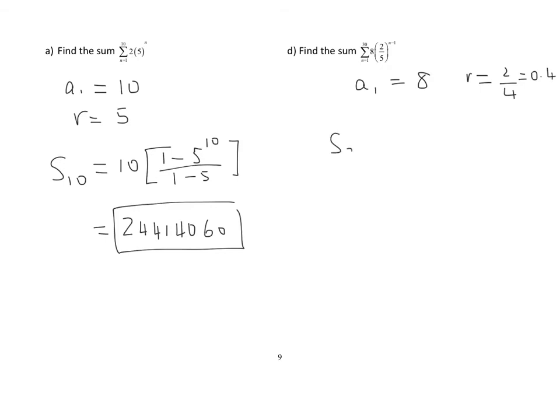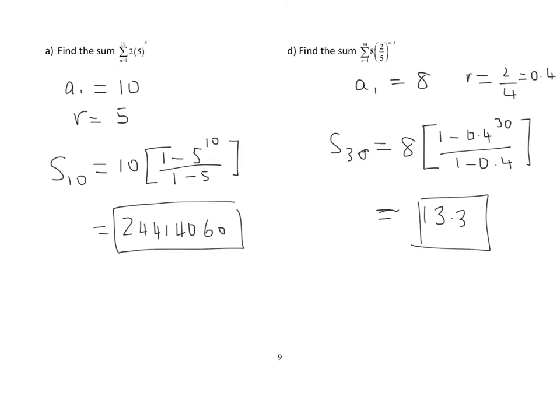Now I just need to find the sum of 30 terms, which is going to be equal to 8 times 1 minus 0.4 raised to n, where n is 30, and then I'm going to divide by 1 minus 0.4, and that's what I'm going to solve. When I put this in the calculator, I'm going to get about 13.3. When I simplify that, it's 13.33 repeating, so that's the answer.